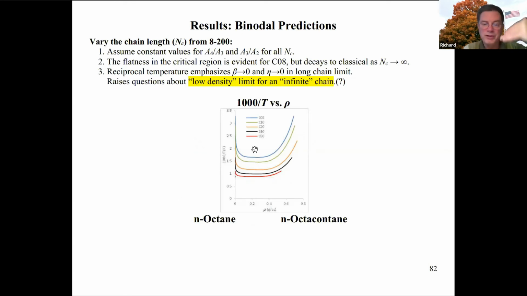In other words, the difference between C40 and C80 is not as great as the difference between C8 and C10. There's a 2-carbon difference and a 40-carbon difference. So a 40-carbon difference isn't making much of a difference up here. And so this rainbow is kind of converging. So it looks like we're heading to some sort of finite temperature limit for our infinite chain critical temperature.